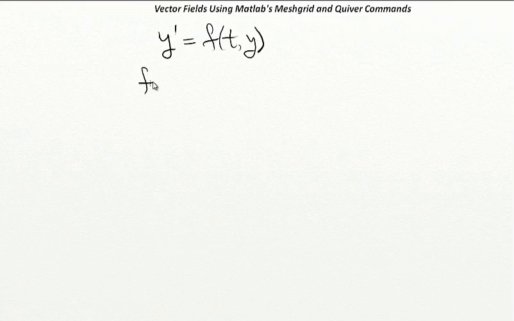So both f and its partial derivative with respect to the variable y are continuous functions on some rectangle R in the ty plane. We know in those cases that there is a set of non-intersecting curves throughout R that are the solution curves to the ODE. We have no formulas for them, but we can approximate them graphically using MATLAB's, as I said, meshgrid and quiver commands. Okay, so how does that go?